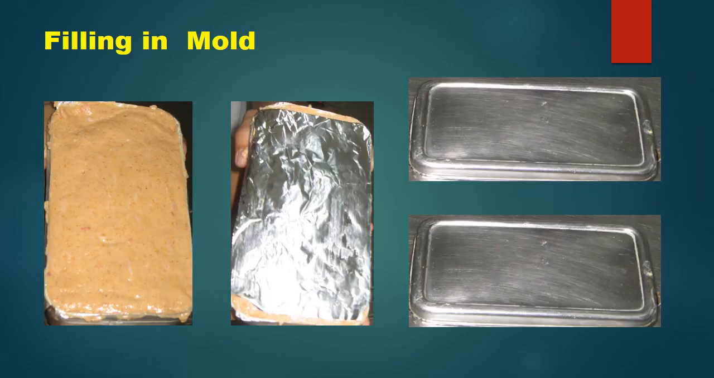As I mentioned, we are making nuggets. Nuggets means a lump. So here we use the mold or the stainless steel box. The batter we have already got from the bowl chopper is filled into the box.